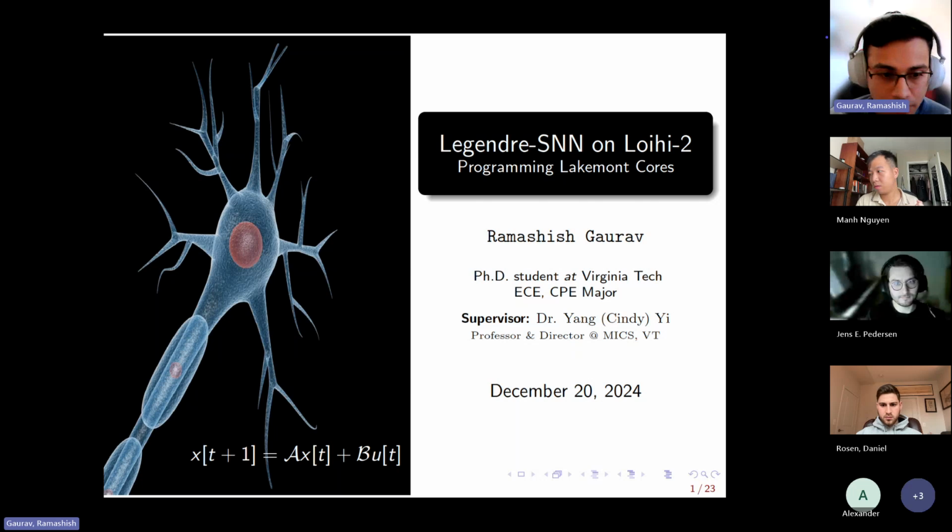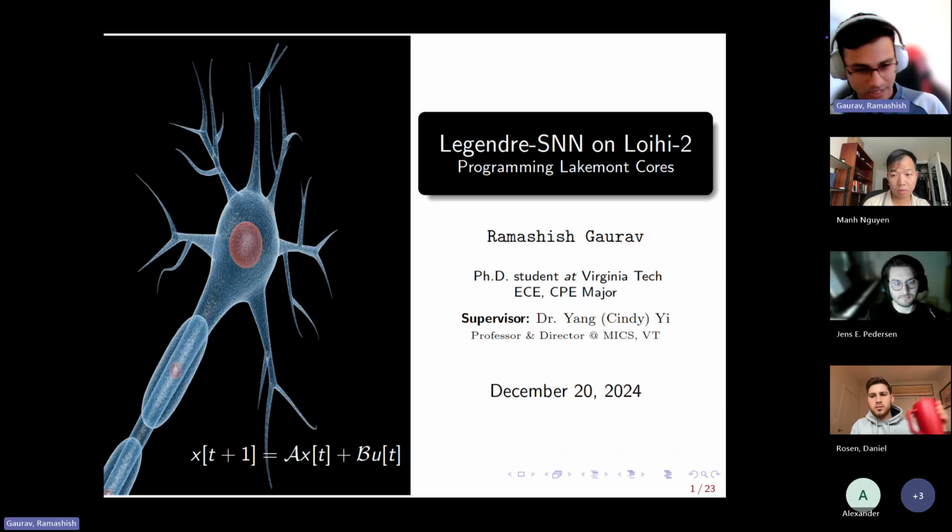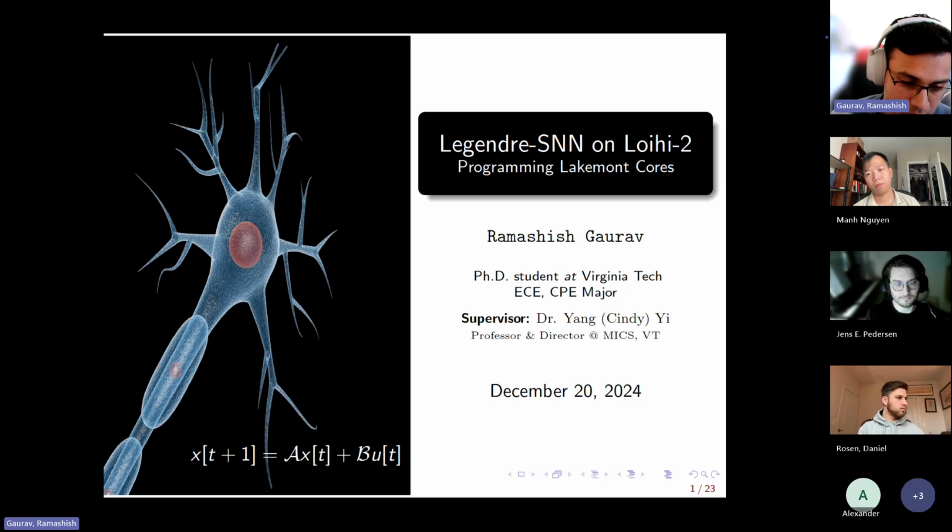I am Ramashish Gaurav. I'm a PhD student at Virginia Tech. I am majoring in computer engineering, and my supervisor is Dr. Yang Cindy Yi. The equation that you're seeing on the left is a foundational equation of the state space model, the state transition equation. As the talk progresses, we'll be looking more into the details of how to implement such a state transition equation on the Lakemont cores.